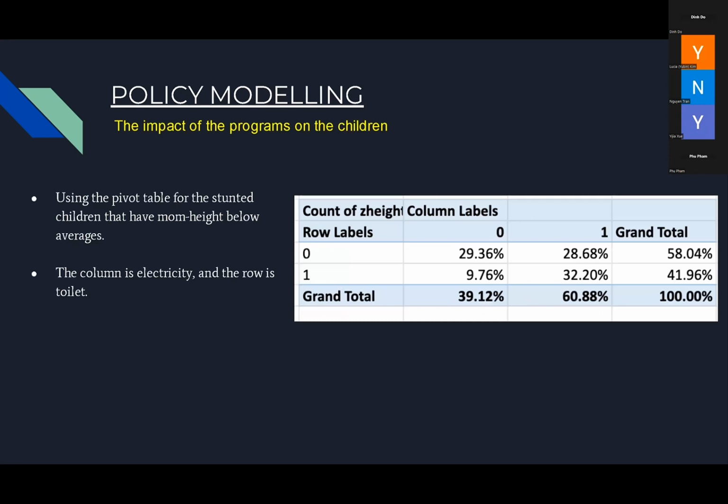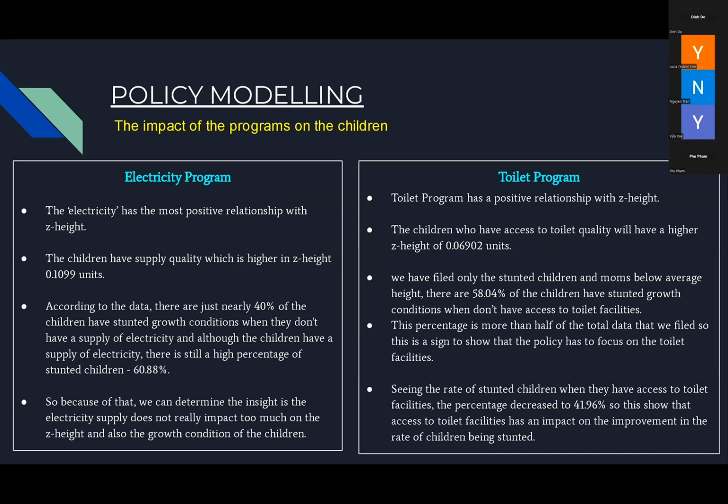Next one is about the impact of the program on the children. Here, I will use a pivot table for stunted children that have mom height below average. The column is electricity and the row is toilet. Using it with the multi-regression modeling.